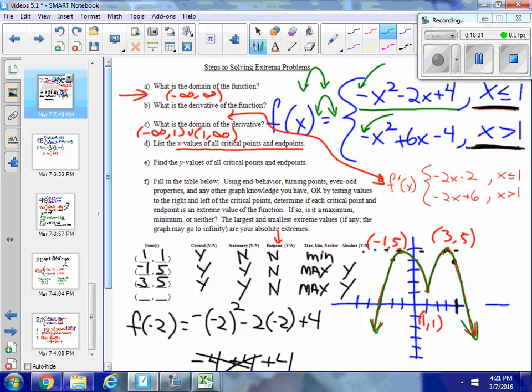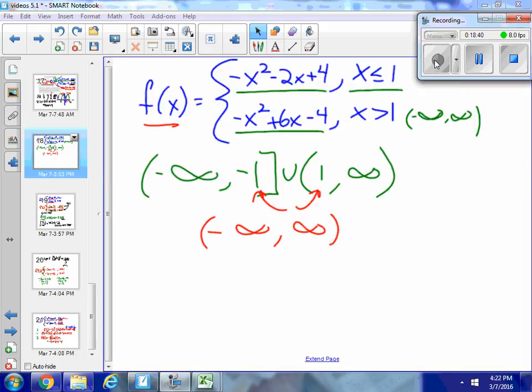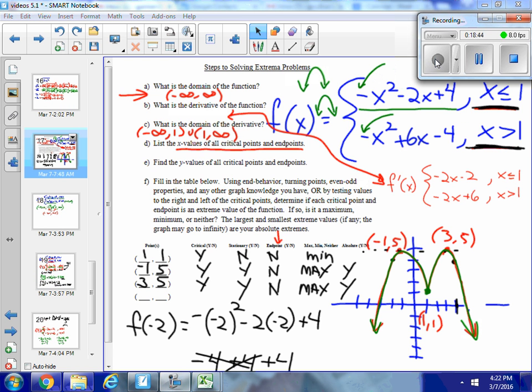And right here, I happen to have a cusp, because both of these functions meet right at that point (1, 1). Continuous, and we showed it was continuous when we did this way back finding the domain, but there still isn't any derivative right here, even though it's continuous, because it's a cusp.